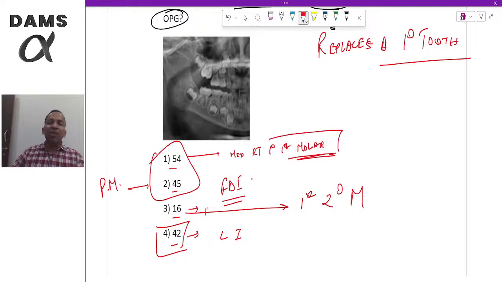So obviously the question is asking about the permanent tooth. So we can easily rule out option A. This can be ruled out. So from the three options, that is 2, 3 and 4, which is a non-successor? So which of these three does not succeed any primary tooth?